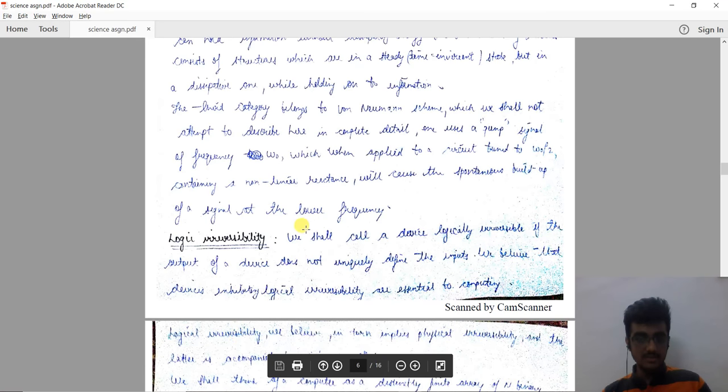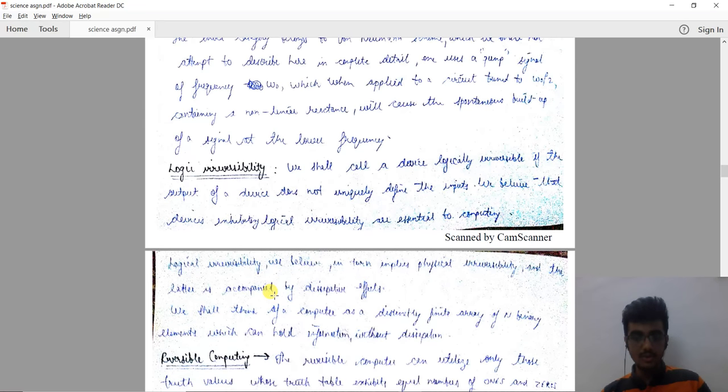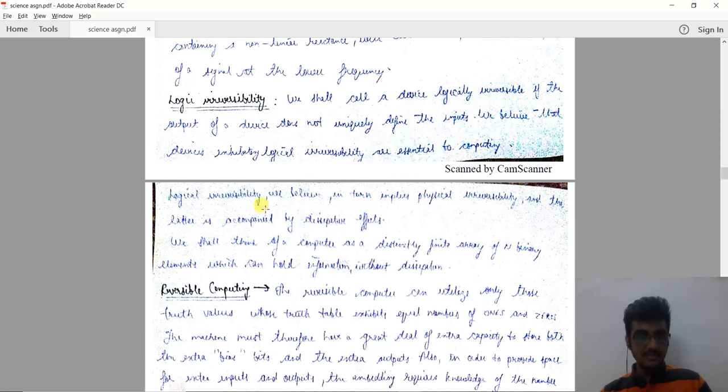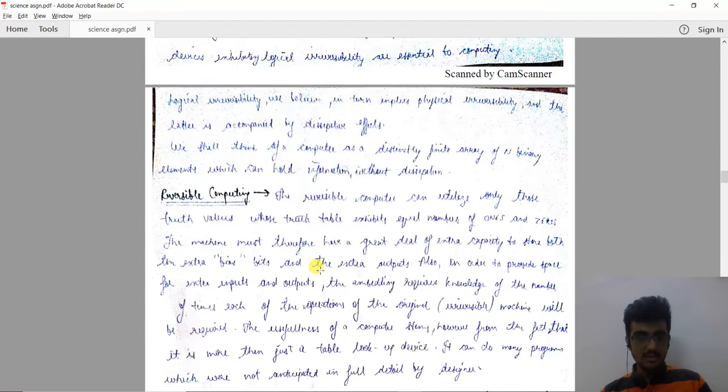Logical irreversibility. We shall call a device logically irreversible if the output of the device does not uniquely define the inputs. We believe that devices exhibiting logical irreversibility are essential to computing. Logical irreversibility, we believe in turn, implies physical irreversibility, and the latter is accompanied by dissipative effects. We shall then think of a computer as a finite array of n binary elements which can hold information without dissipation.